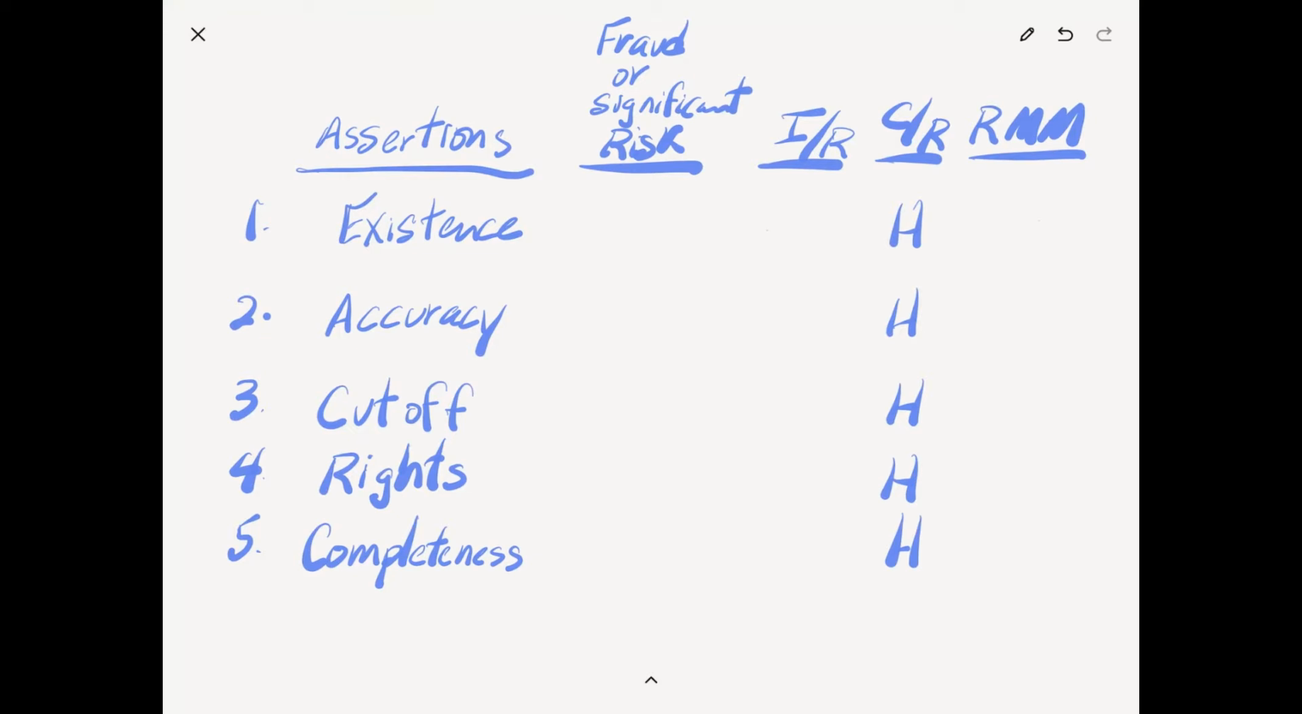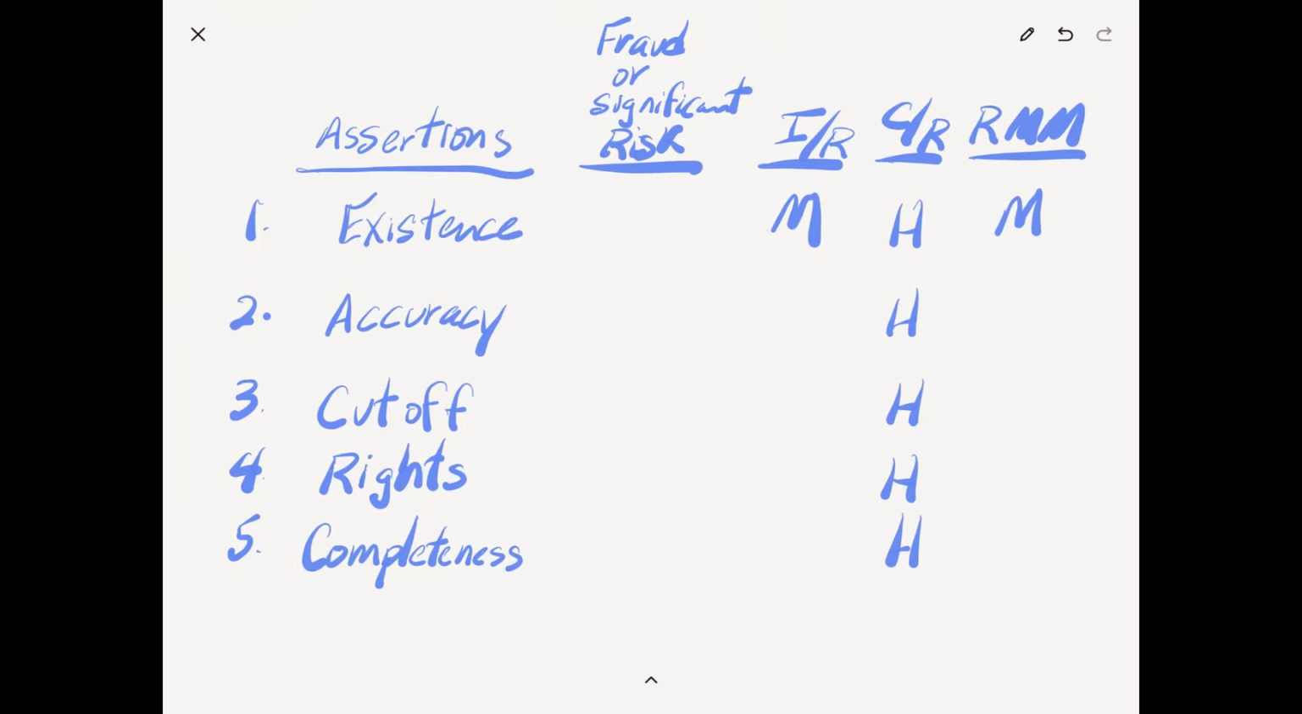For existence, we'll say the inherent risk is moderate, so that gives us a risk of material misstatement, and sometimes I refer to that as RMM. That gives us an RMM of moderate. Now, some people would go to high here. You need to just think about what the risks are and what impact it has on total RMM. I'm going to go with the lower of the two and go to moderate.